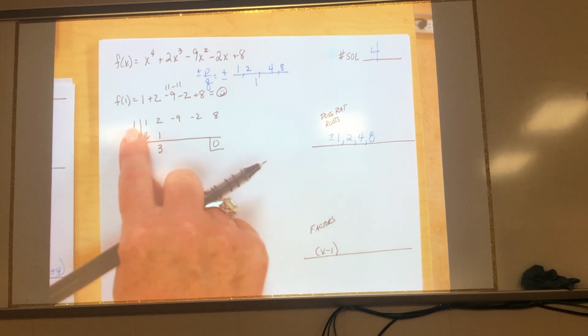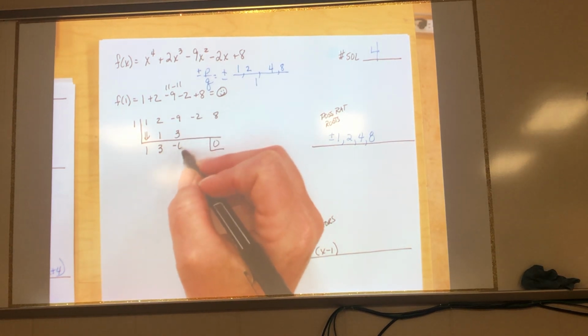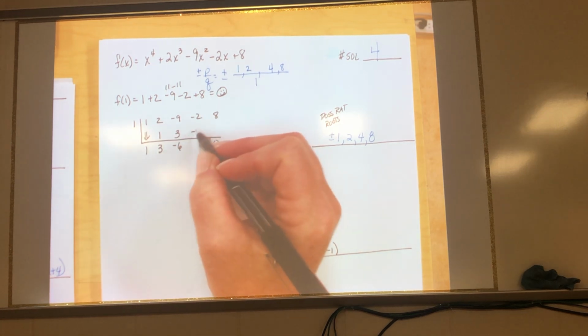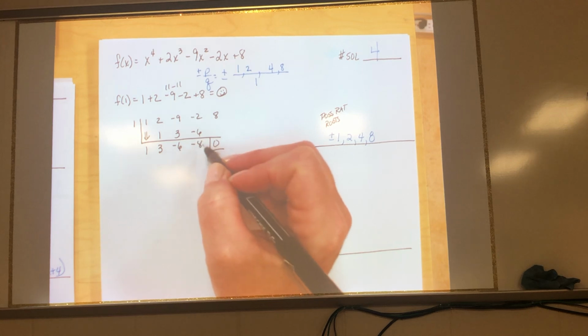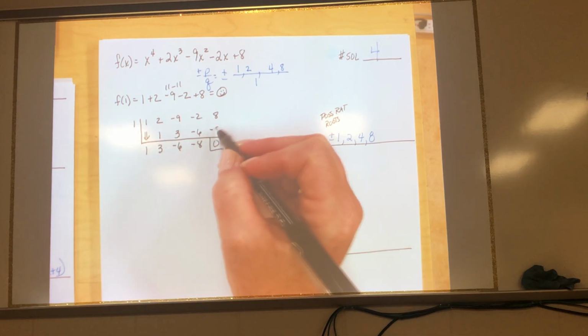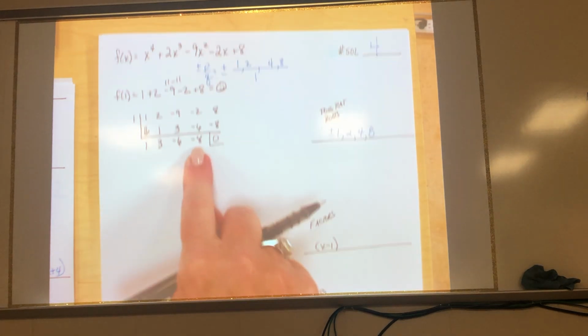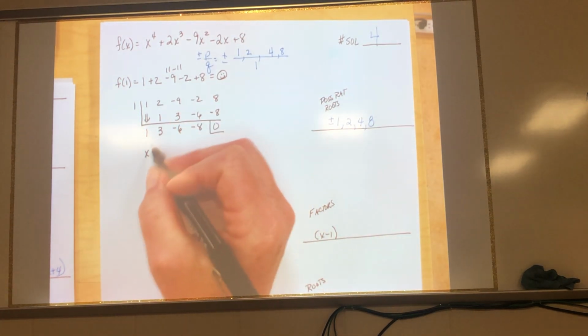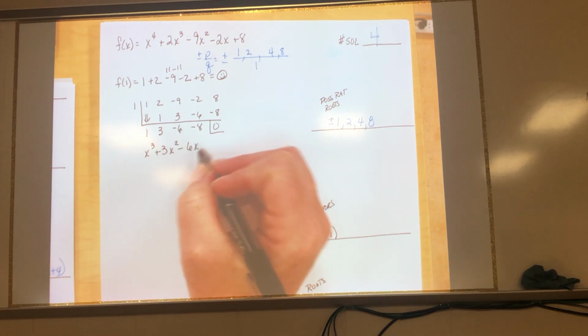So 3 times 1 is 3. What's negative 9 and 3? Negative 6 times 1 is negative 6, and negative 2 and negative 6 is negative 8. Negative 8 times 1 is negative 8, and negative 8 and 8 make 0. Tell me what this equation is. x cubed plus 3x squared minus 6x minus 8.